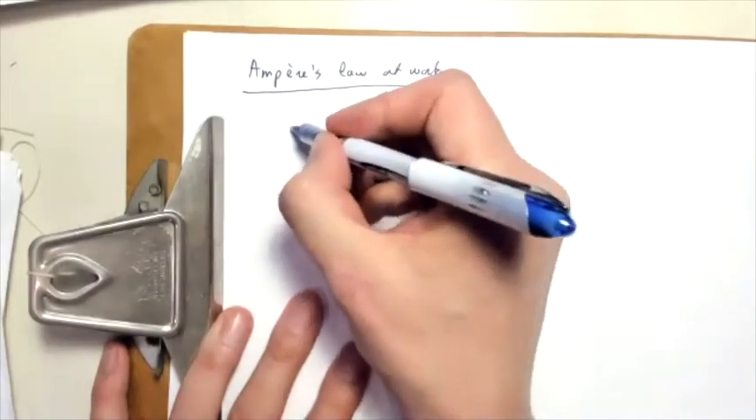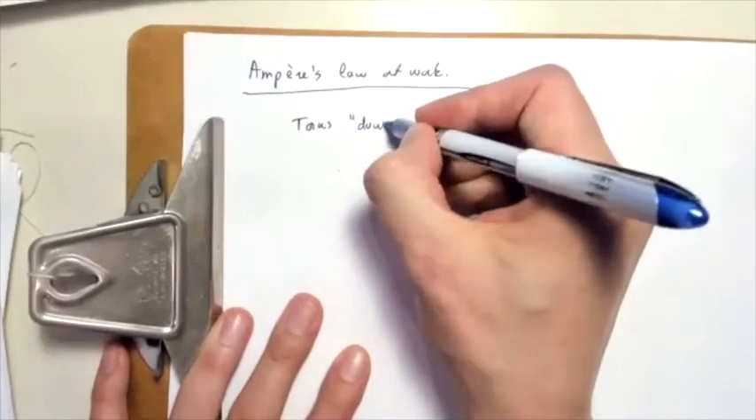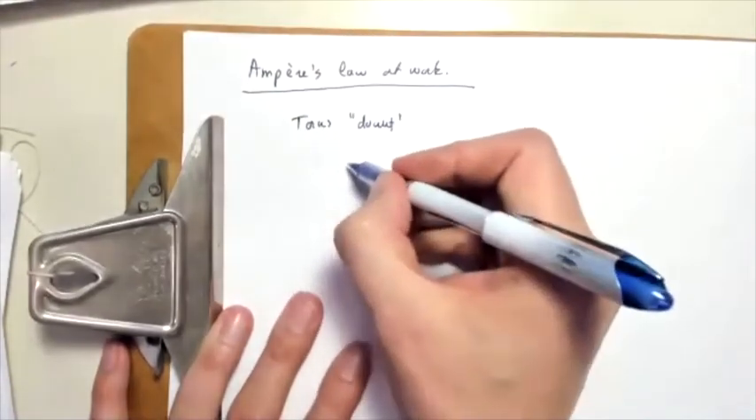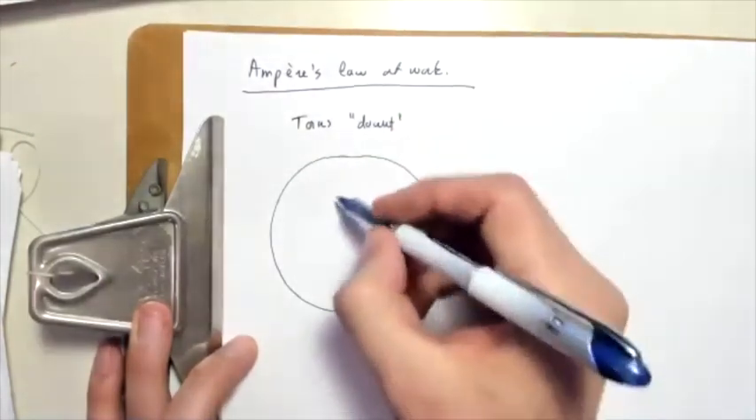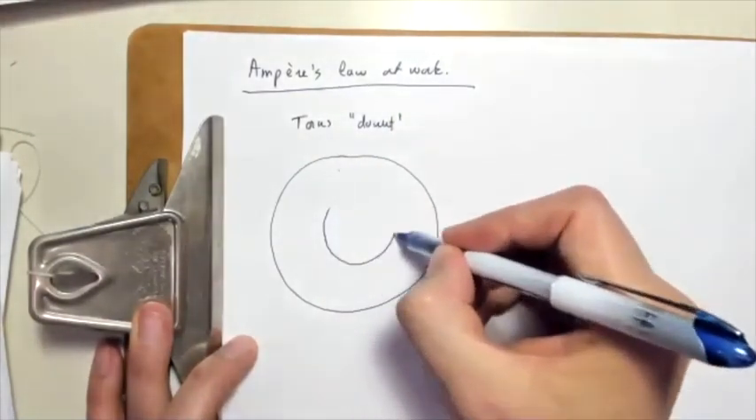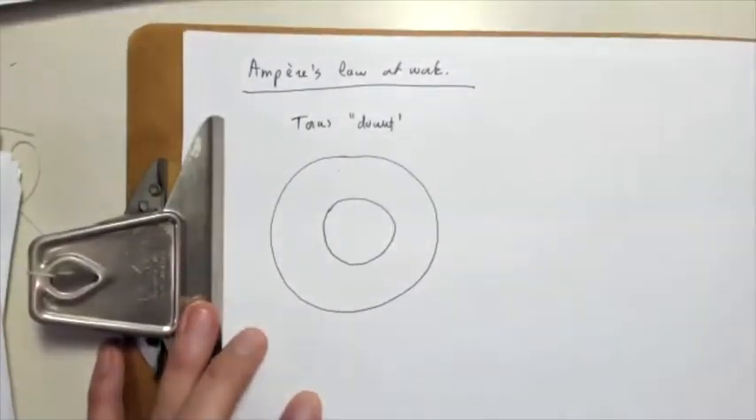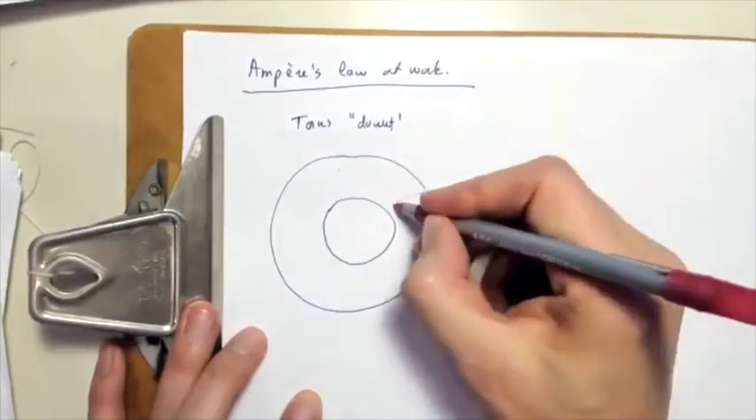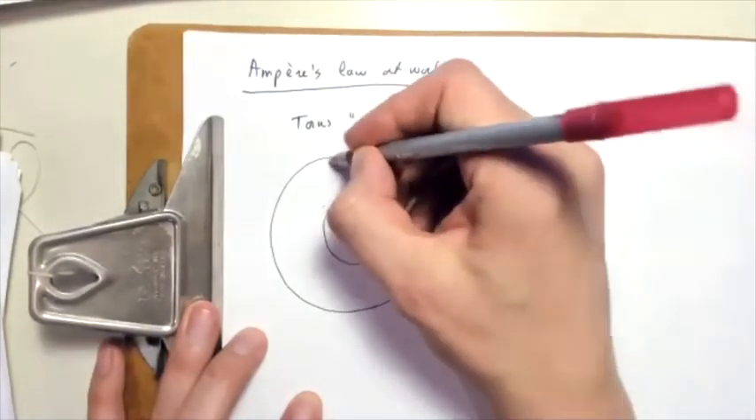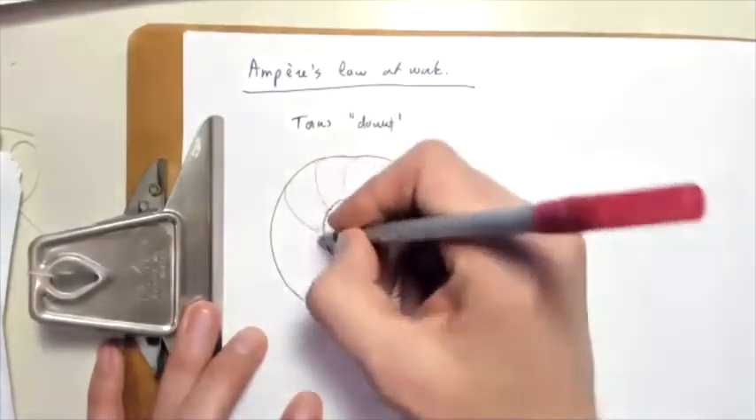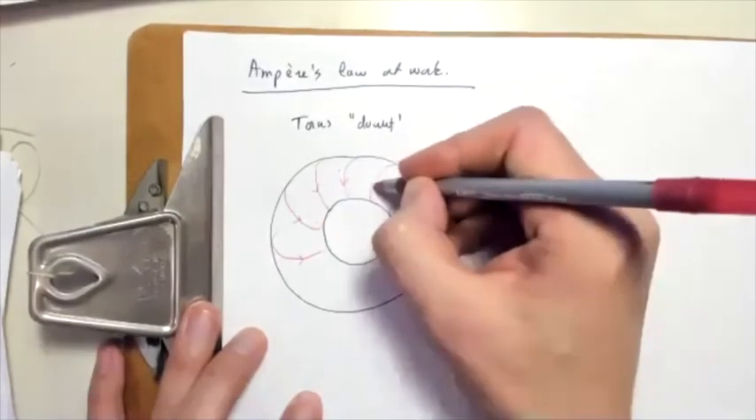So let's say we start with a torus, aka donut. So what do we mean? Well, we have some kind of a circle, and it's got a hole. It's a proper donut, and then we have a wire that is wrapped around. So it goes around, and the current's going in this direction.